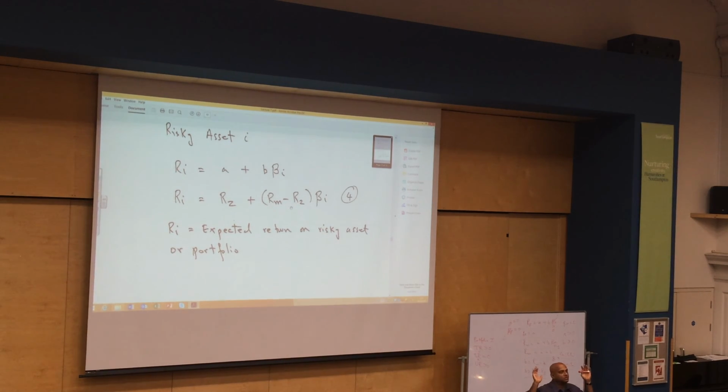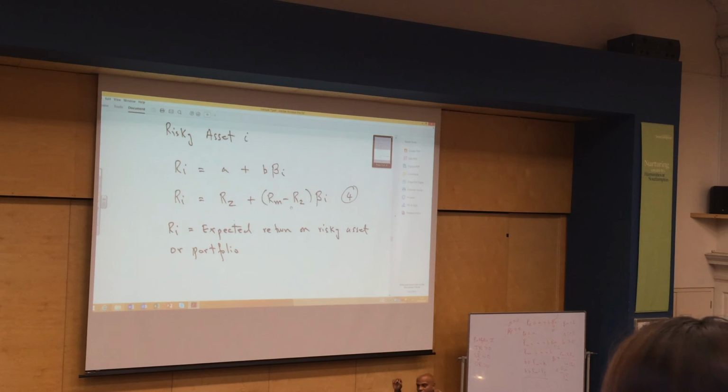Why shouldn't that exist? Tell us the reason why not. Beta of Z, the zero beta portfolio, is 0, and it will pay a higher return than the risk-free rate. The risk-free rate has a standard deviation of 0. Risk-free rate has no risk. Beta is 0, systematic risk is 0, unsystematic risk is 0, total risk is 0. This zero beta portfolio pays a higher return than the risk-free rate because it has risk. That's what they came up with.